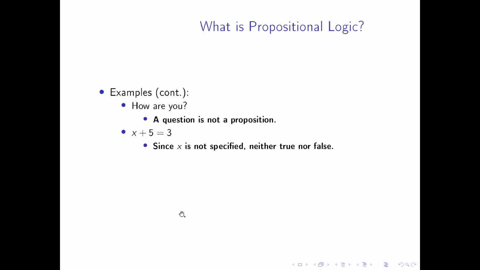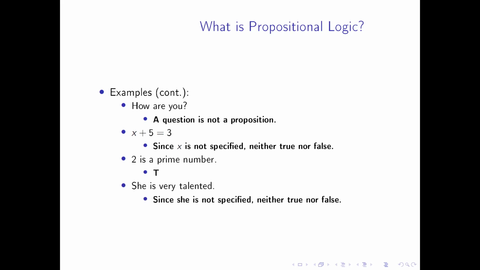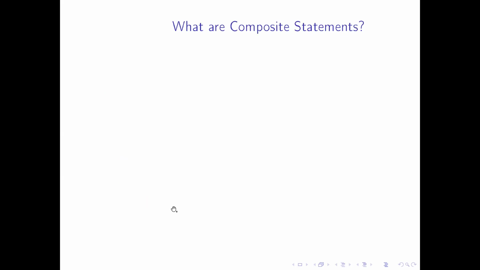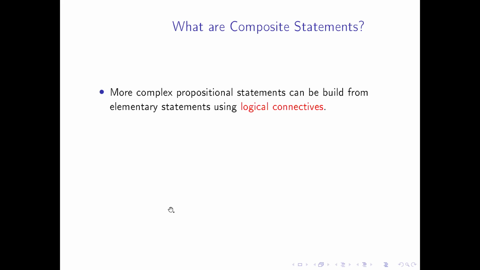Because X is a variable we don't know, it isn't a proposition. 2 is a prime number. Well, this is an easy test, and it is true. She is very talented. The problem here is we used a general term, she. Because of that, we have no way of knowing who she is, and it makes it hard to say if this is true or false. So we have to be careful about statements and recognizing them. Your first part is identifying whether something is true or false.